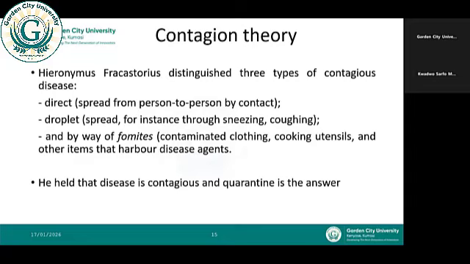So let me ask, what's the difference between isolation and quarantine? You are health workers. Can someone tell us the difference between isolation and quarantine?